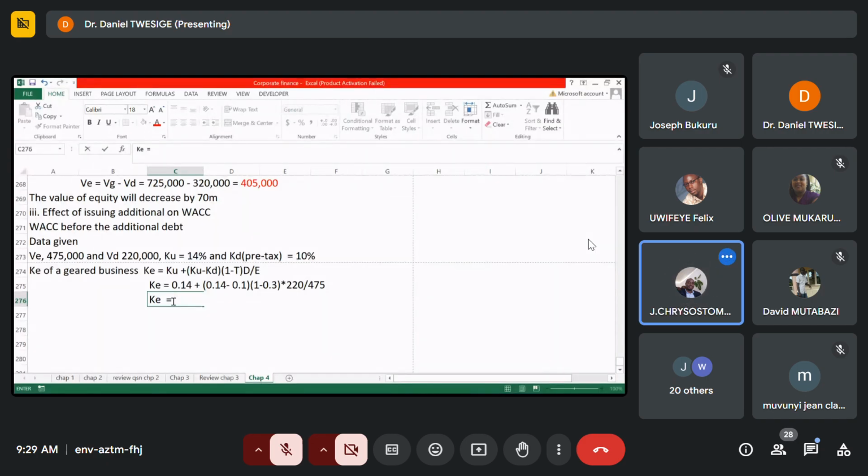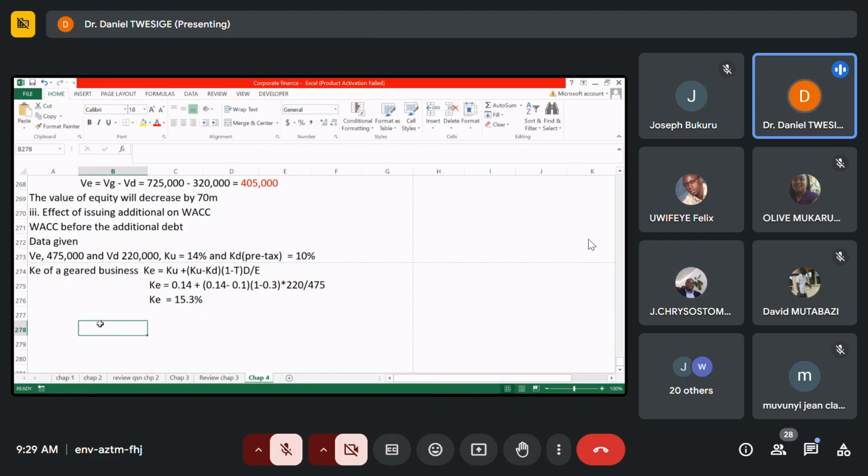15.3%. That's the cost of equity of a geared business. Whenever you are calculating, just know that the cost of equity of a geared business must be above the cost of an ungeared one. If it's not above, there is something wrong in your calculation. So what is our post-tax cost of debt?